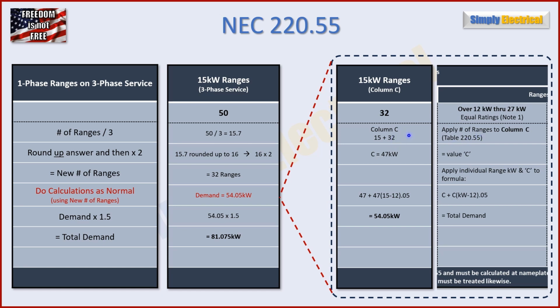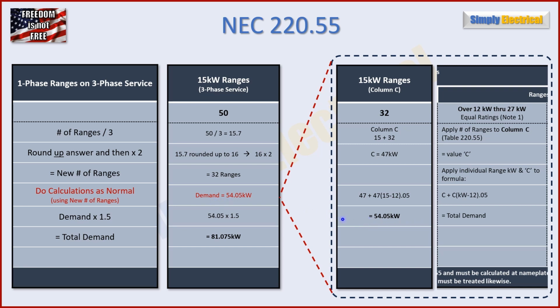Okay, so remember when you go down on the chart, there's a special formula you've got to do, a little equation. So if you have 32, you have to add 15 plus whatever number of ranges you have. So 32 plus 15, you get 47 kW. That's your C value. Plug it into your formula. You get 47 plus 47 times 15 minus 12 times 0.05. That gives you 54.05 kW as your demand.